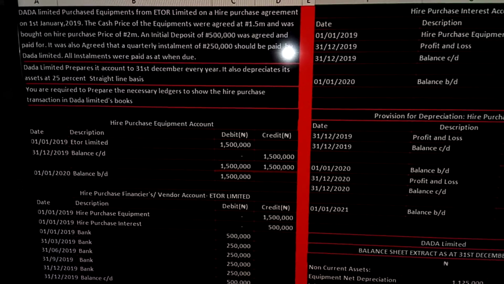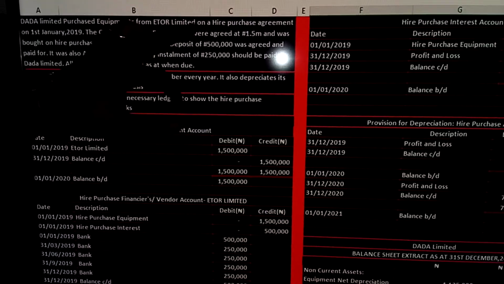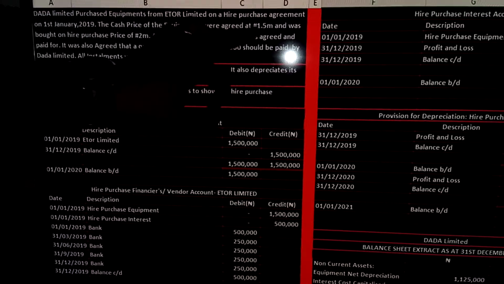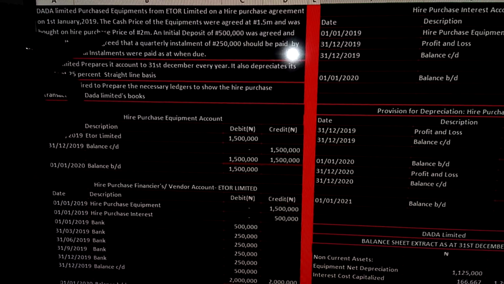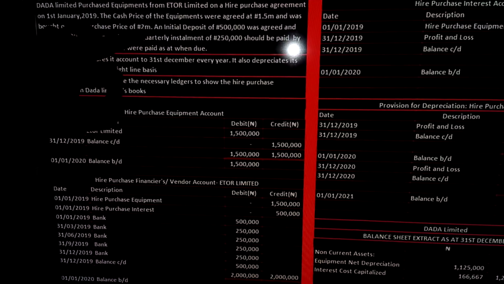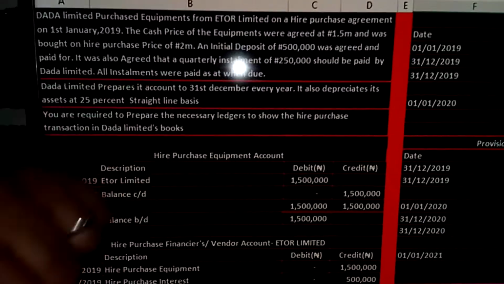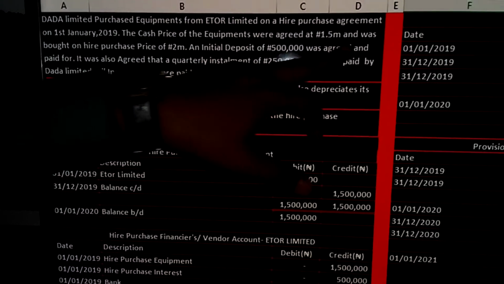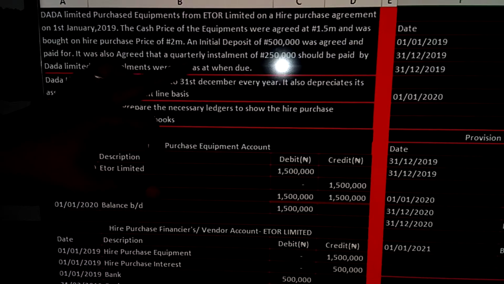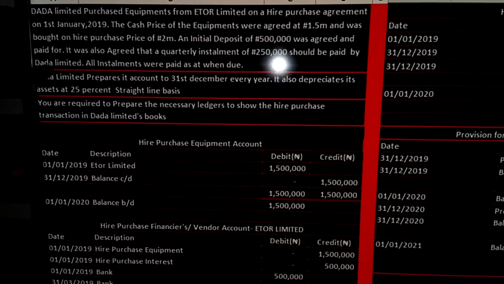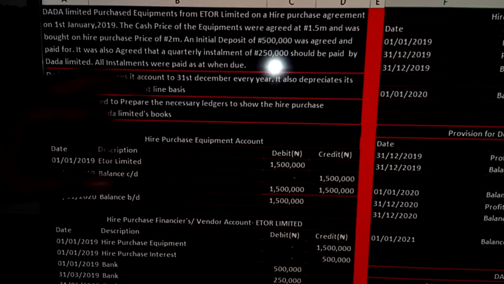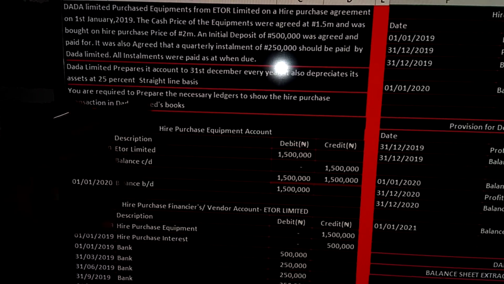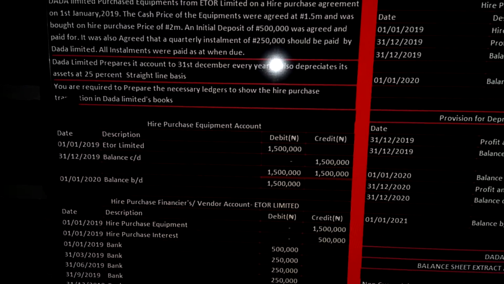Okay, this is a question. Dada Limited purchased equipment from Etor Limited on a hire purchase agreement in February 2019. The cash price of the equipment was agreed at 1.5 million, and it was bought on a hire purchase price of 2 million. An initial deposit of 500,000 was agreed and paid. It was agreed that a quarterly installment of 250,000 should be paid by Dada Limited. All installments were paid as and when due. Dada Limited prepares accounts to 31st December every year. It also depreciates its assets at 25% straight line basis. You're required to prepare the necessary ledgers to show the hire purchase transaction in Dada Limited's books.